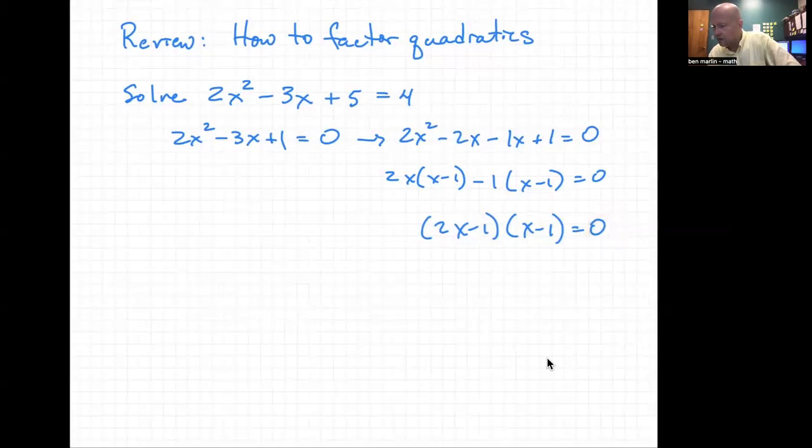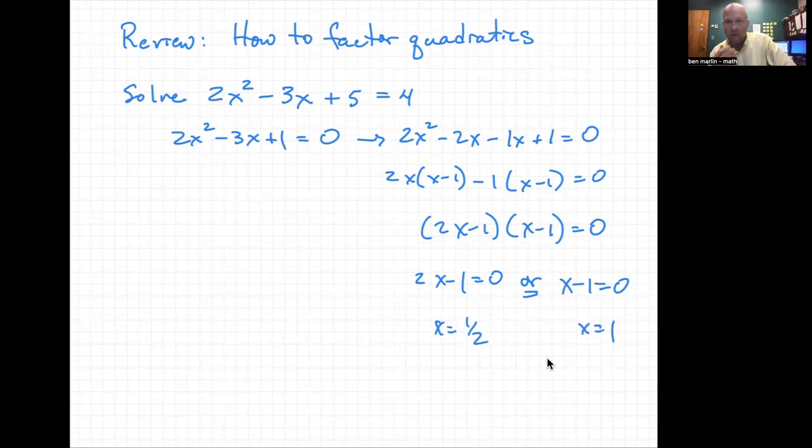But if you got the two factors equal to 0, then you can say that 2x minus 1 equals 0, or x minus 1 equals 0. Each of those is a linear equation that you should be able to solve without any further work, okay? So hopefully that's a good quick review there.